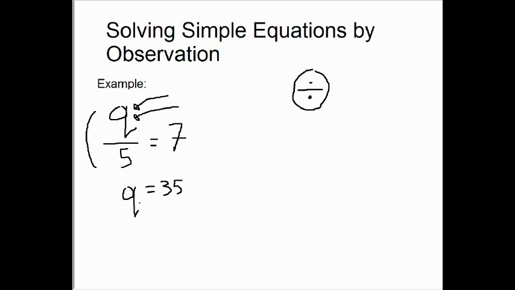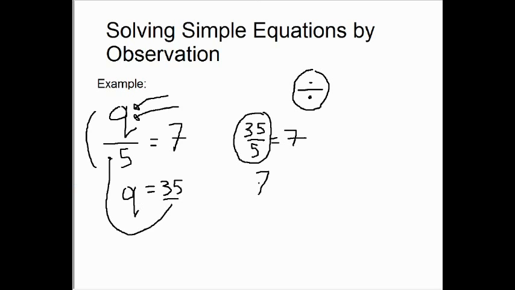And again, if I take the answer and substitute it back into the original equation, we get 35 divided by 5. I'll write it as a fraction because it's written that way in the equation, is equal to 7. 35 divided by 5 is 7, so we get the true statement, which is 7 equals 7.